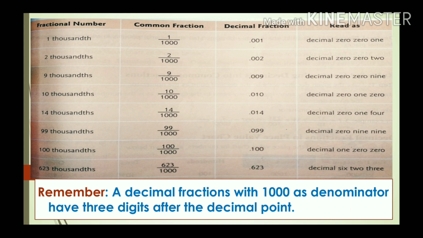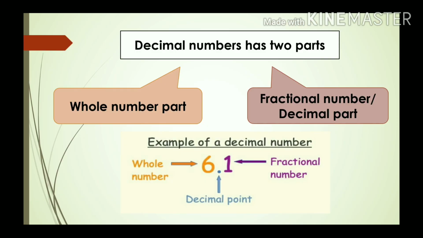Remember, a decimal fraction with 1000 as denominator has 3 digits after the decimal point. Now students, there are two parts of a decimal number or decimal fraction. One is the whole number part and the second one is the fractional number or decimal part. For example, 6.1. So 6 is the whole number and 1 is the fractional number or decimal part.